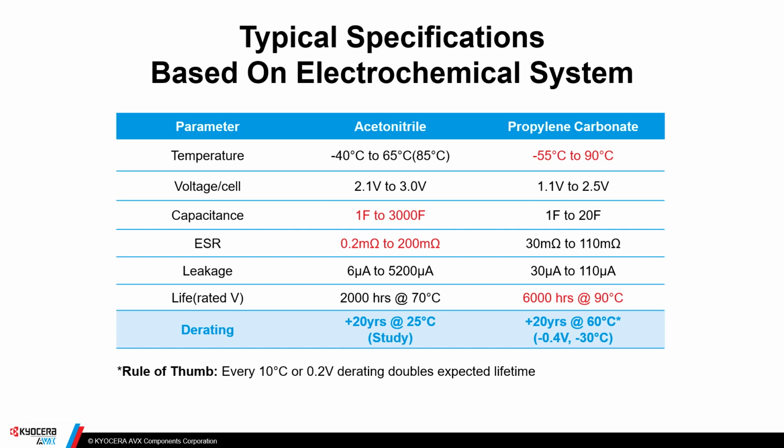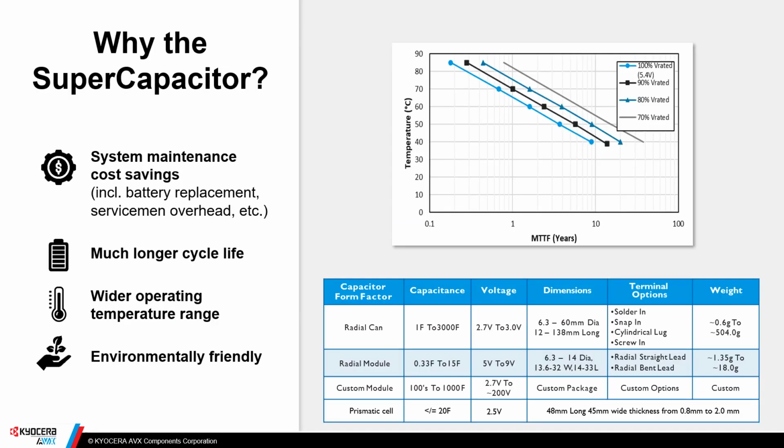Generally speaking, every 10 degrees C of temperature reduction in use, or every 0.2 volts of applied voltage relative to the rated voltage of the part, will double the expected lifetime of the component. Now we'll build on that a little bit in the next slide here.